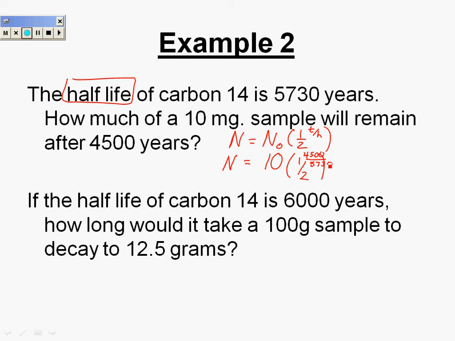You want to follow your order of operations. Do the exponent first. And after that, do your multiplication. So, let's go ahead and work it out. First of all, if I do 4,500 divided by 5,730, let's see what we get. It's going to be a decimal answer. We get 0.79 if we round to the hundredths place. So I'm going to go ahead and change slides here.